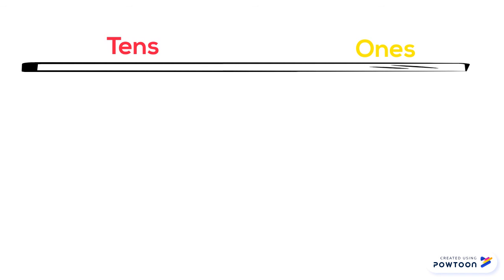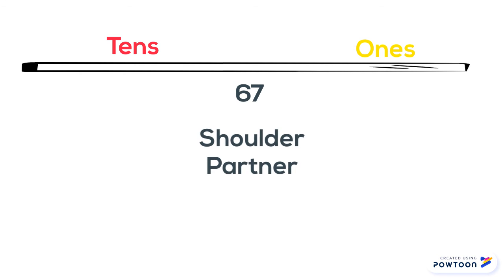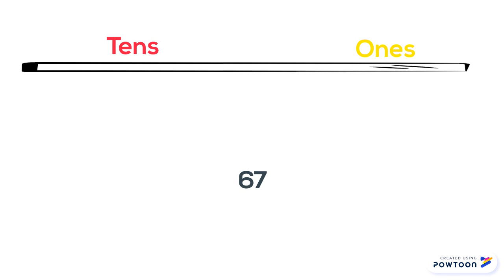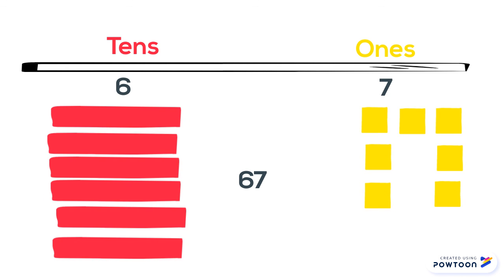Now for our final review question, we're going to look at the number 67. We are going to do this using the blocks at our table again with our shoulder partner. We are going to talk at a voice level 1. Go ahead and take 30 seconds and look at the number 67 and split it up into its place values. After completing this with your shoulder partner, you should have had 7 small cubes for your ones place and 6 long rectangles for your tens place.